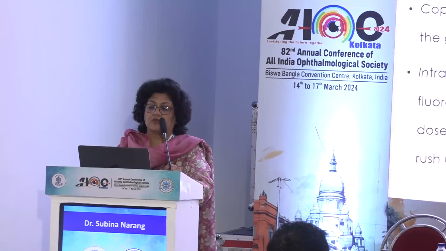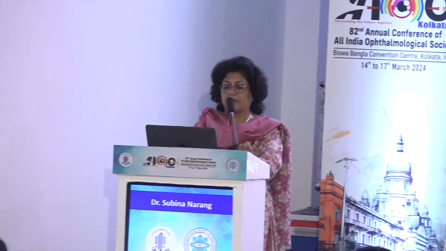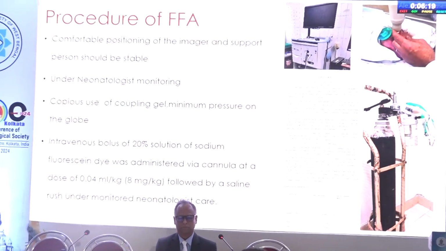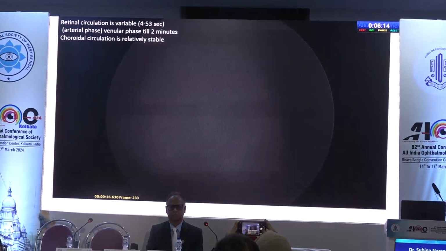process. And the copious use of coupling agent is given so that you do not apply pressure on the globe when you are taking this. And the dosage of 20% sodium fluorescein is 0.04 ml per kg, or whatever works out to 8 milligram per kg can be given. And then you click pictures in all the directions. Best is to get a video, and from the video you extract the pictures. That works very well for these babies.